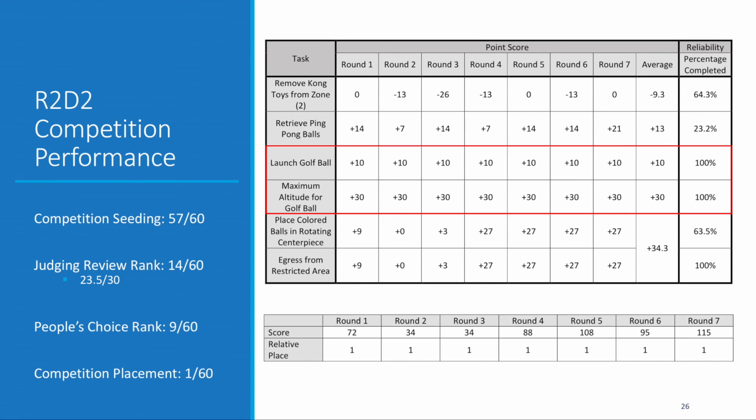of the projected score. The R2-D2 was successful in launching the golf ball to the highest altitude relative to opponents in each round, resulting in a reliability percentage of 100%. Finally, the R2-D2 successfully placed 4 colored balls in the rotating centerpiece 63.5% of the time, but successfully egressed 100% of the time. With those reliability percentages, the R2-D2 scored an average of positive 34.3 points for this task.